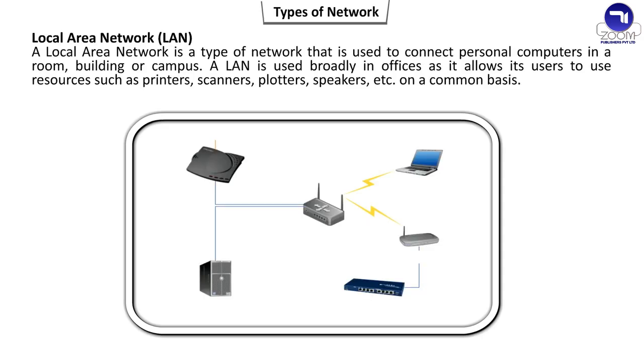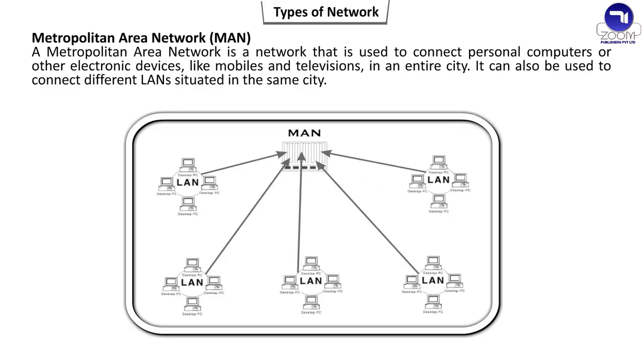Local Area Network, LAN. A local area network is a type of network that is used to connect personal computers in a room, building, or campus. A LAN is used broadly in offices as it allows its users to use resources such as printers, scanners, plotters, speakers, etc. on a common basis.